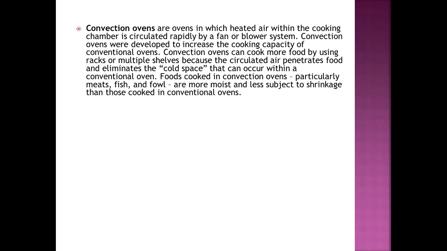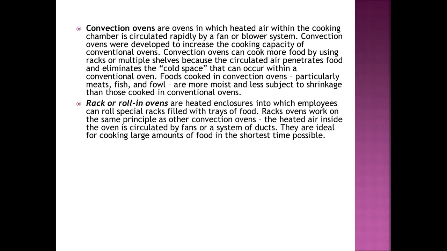Foods cooked in a convection oven, particularly meat, fish, and fowl, are moist and less subject to shrinkage than those cooked in conventional ovens. So we have for convection ovens, we have rack or roll-in ovens. So these are heated enclosures into which employees can roll special racks filled with trays of foods. Rack ovens work on the same principle as other convection ovens.